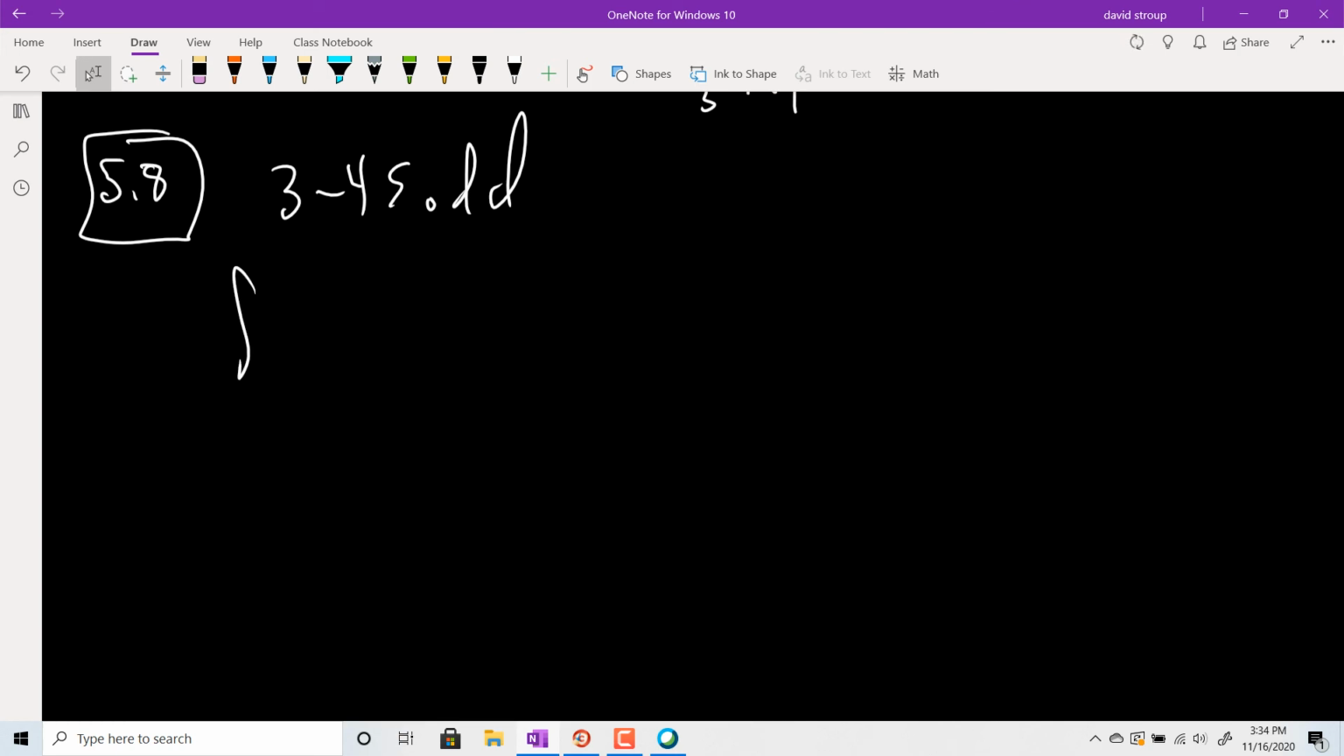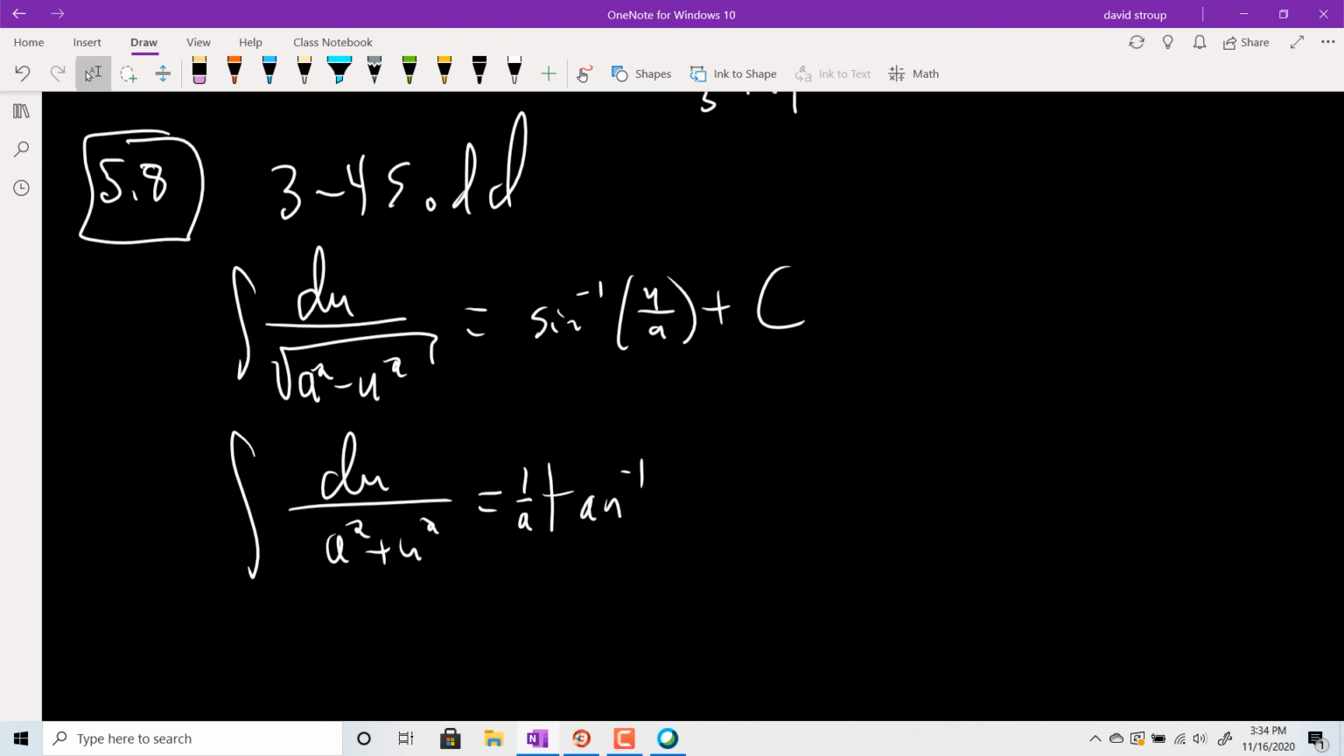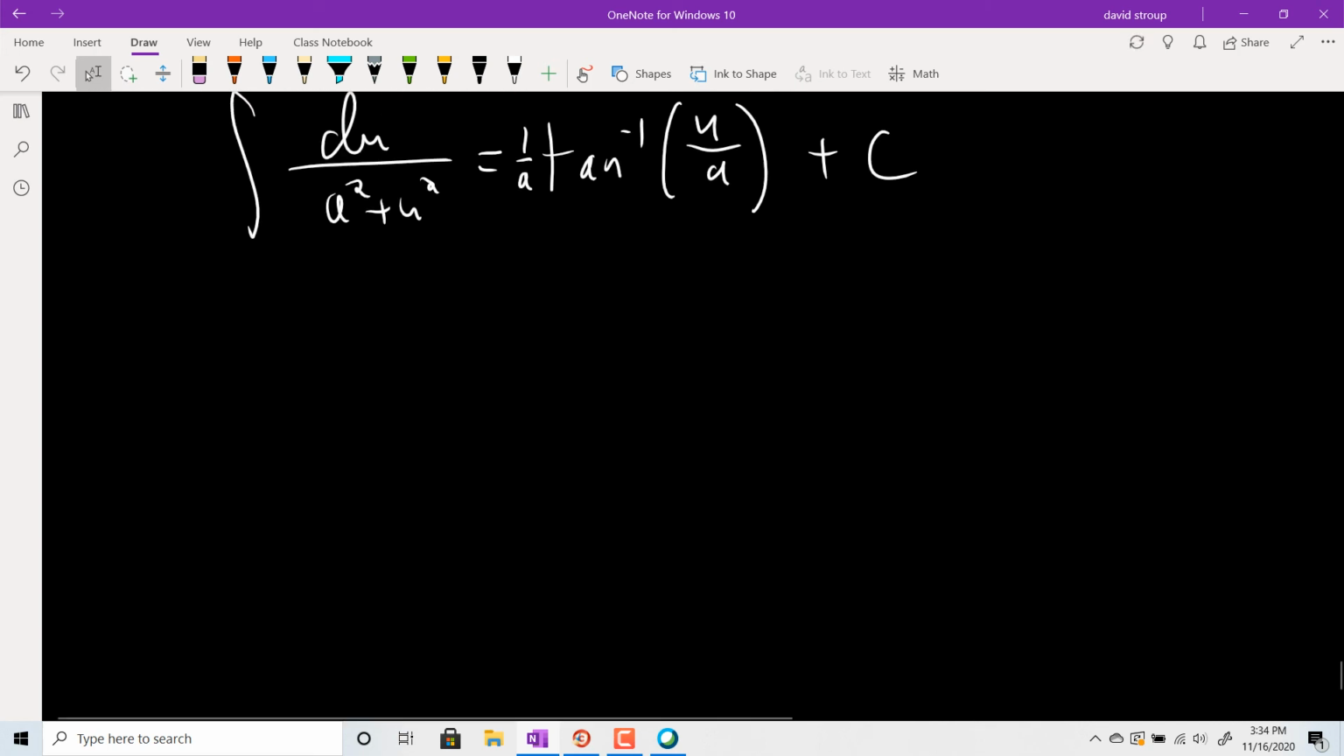So the formulas we need, in particular, are du all over the square root of a squared minus u squared. That is our arc sine, or sine inverse if you'd rather: sine inverse of u over a plus c. And the other one, du all over a squared plus u squared, no square root, indicates it's an arc tan. So it would be 1 over a times tan inverse of u over a plus c. Okay, let's take a look at some of these.